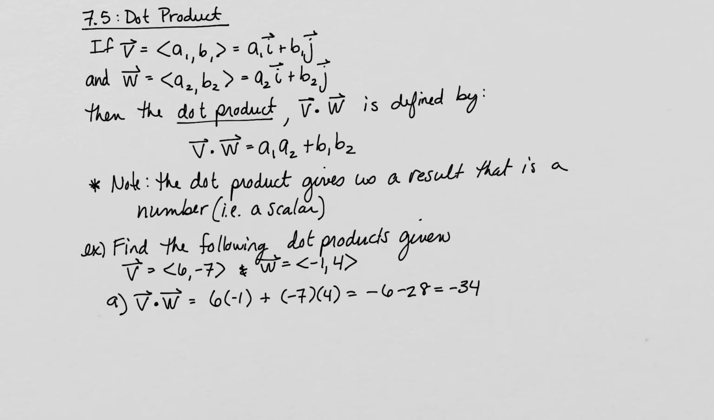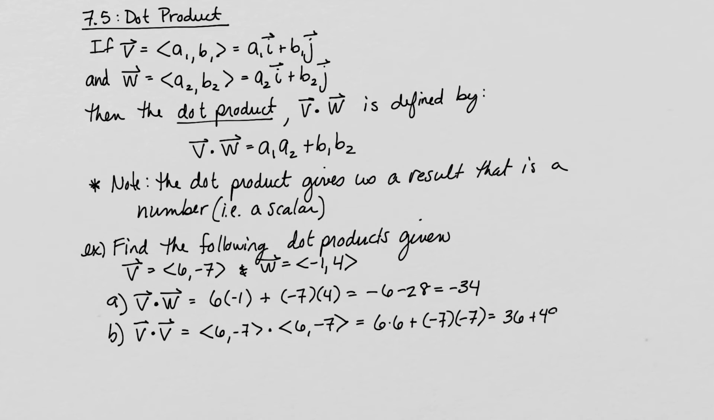Okay, so A is v dot w, B is v dot v. So yeah, it is definitely easier than all the stuff before. So v dot v means you're dotting the vector with itself, right? So we're saying 6 comma negative 7 dotted with 6 comma negative 7. Again, we multiply the x components, so 6 times 6, plus the y components, negative 7 times negative 7. So you end up with 36 plus 49, which gives you 85.